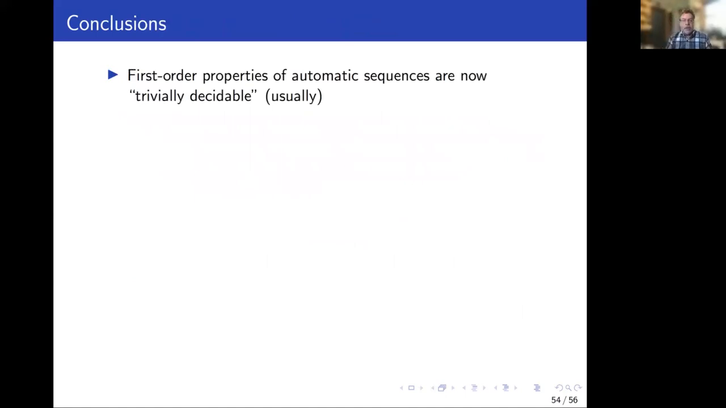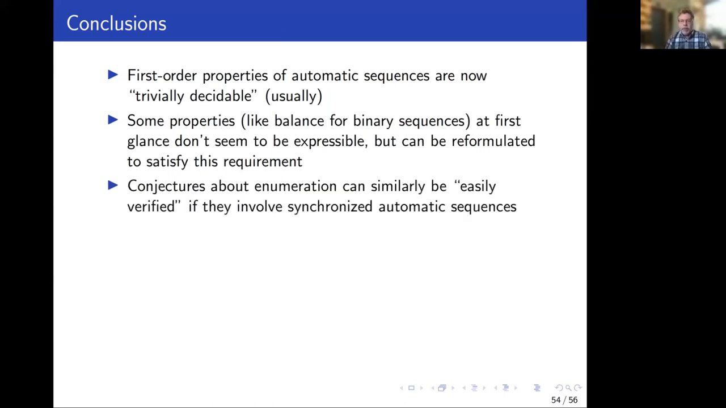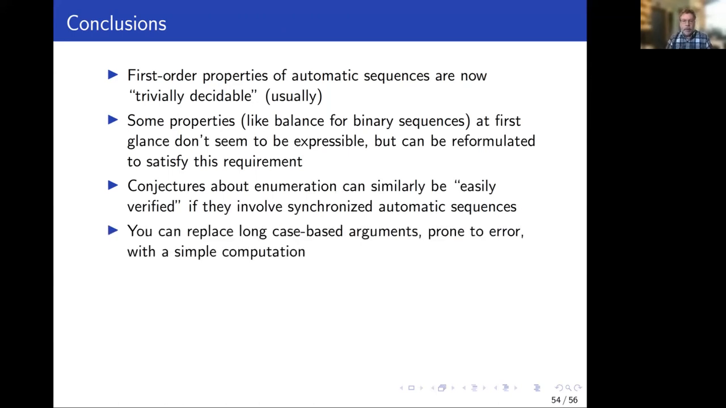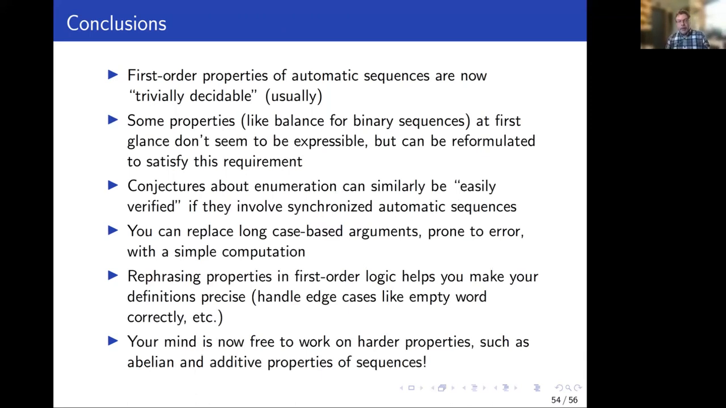It's 10:29. I promised till 10:30, so I'm almost there. First order properties of automatic sequences are now trivially decidable. Some properties at first glance don't seem to be expressible, but can be reformulated. Conjectures about enumeration can be easily verified if they involve synchronized sequences. You can replace long case-based arguments with a simple computation. Rephrasing your property in first order logic helps you make your definition precise. And your mind is now free to work on harder properties of sequences, such as abelian and additive properties.